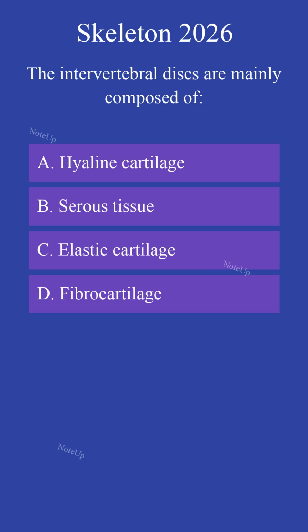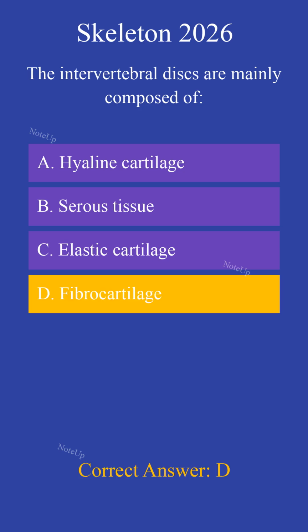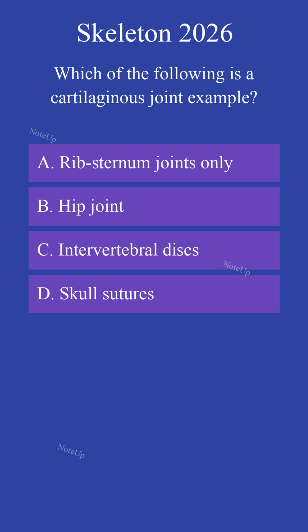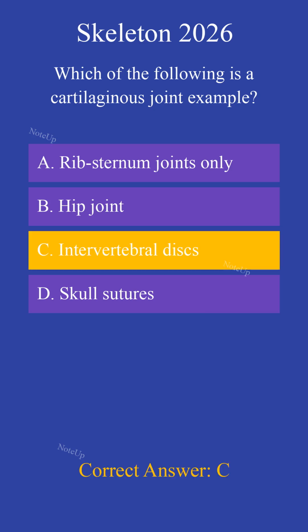The intervertebral discs are mainly composed of? The correct answer is D, fibrocartilage. Which of the following is a cartilaginous joint example? The correct answer is C, intervertebral discs.